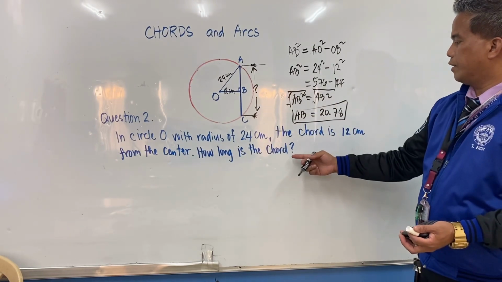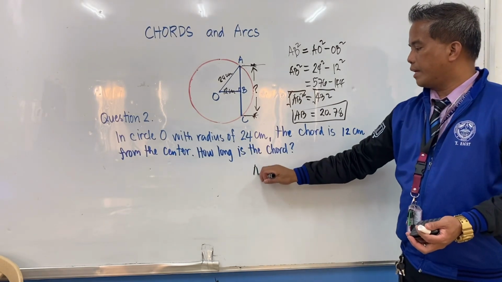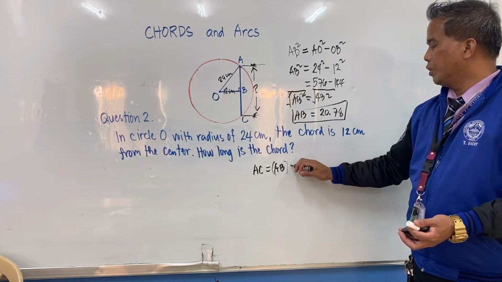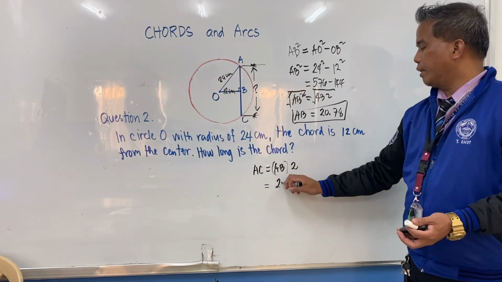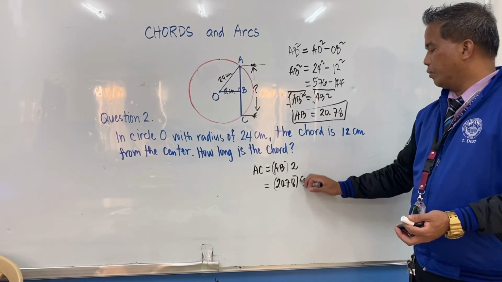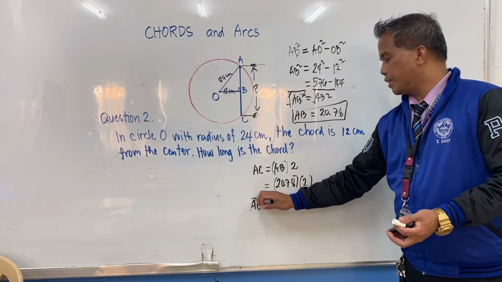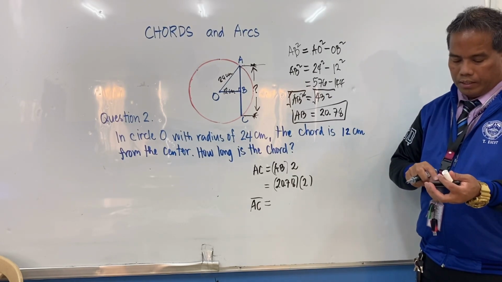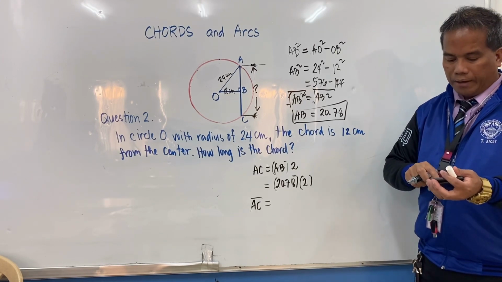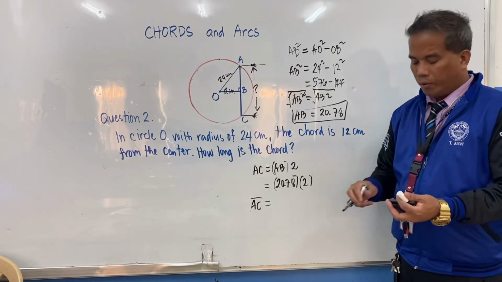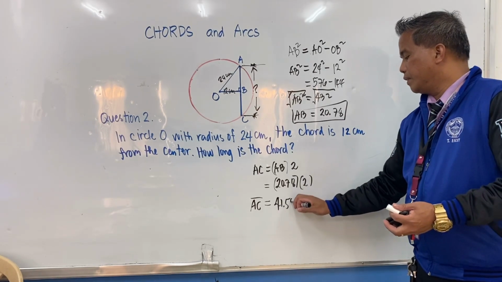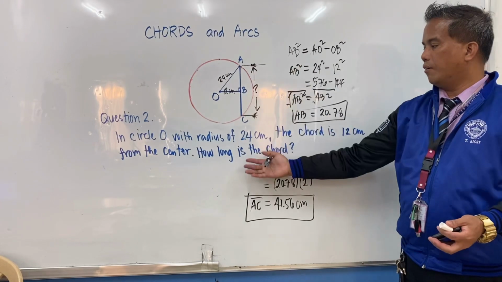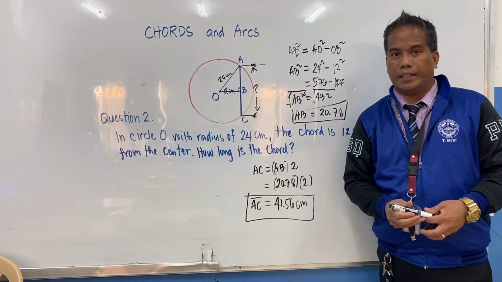Since the question is how long is the chord, we have now AC is equal to AB times 2. So it's equal to 20.78 times 2. So AC now, which is our chord, 20.78 times 2 is equal to 41.56 cm. So this is now the length of the chord. How long is the chord? So the answer is 41.56 cm.